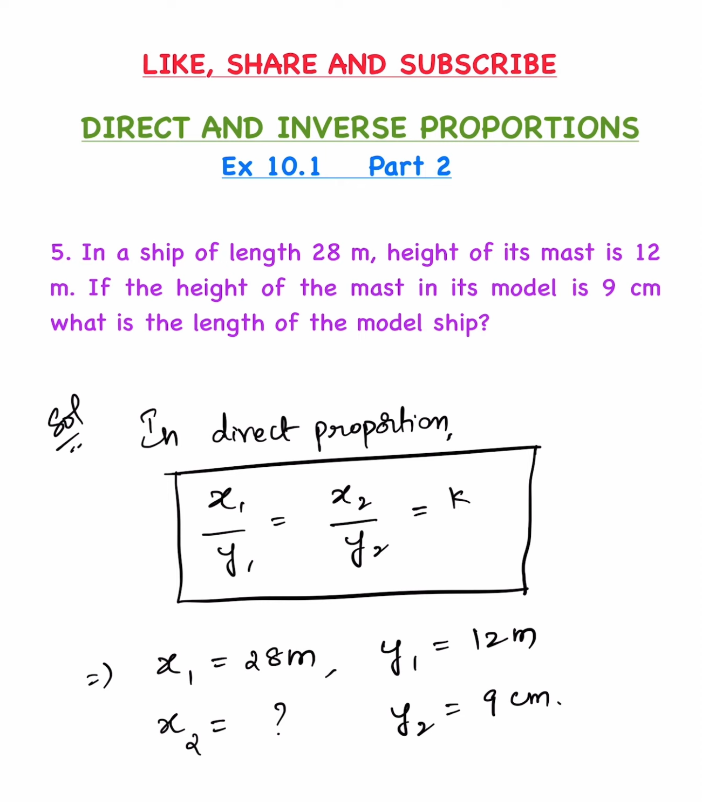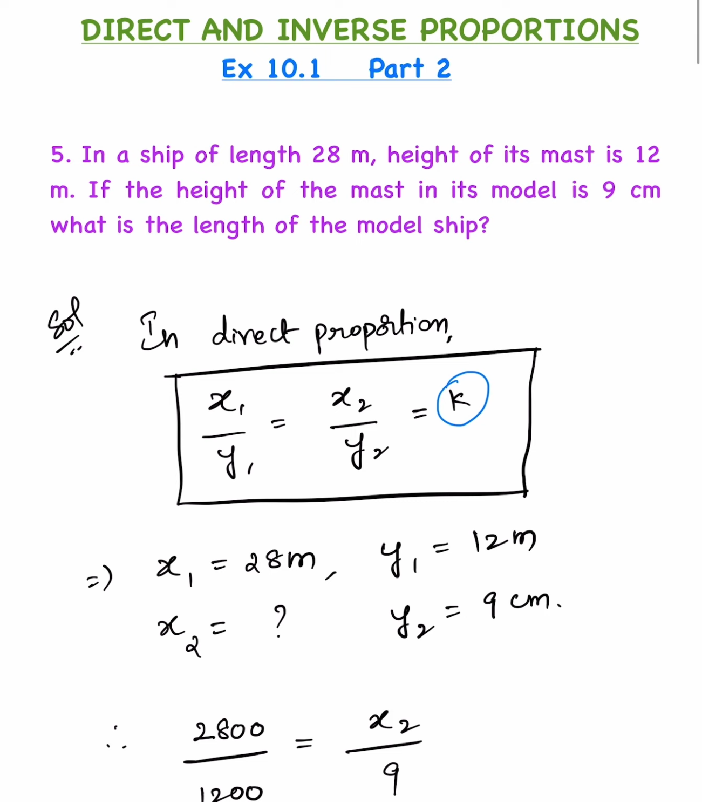Fifth problem. In a ship of length 28 meters, the height of its mast is 12 meters. If the height of the mast in its model is 9 cm, what is the length of the model ship? So this is a direct proportion problem. In direct proportion, we know that x1 by y1 equal to x2 by y2 is equal to some constant. Therefore, here x1 is 28 meters, y1 is 12 meters.